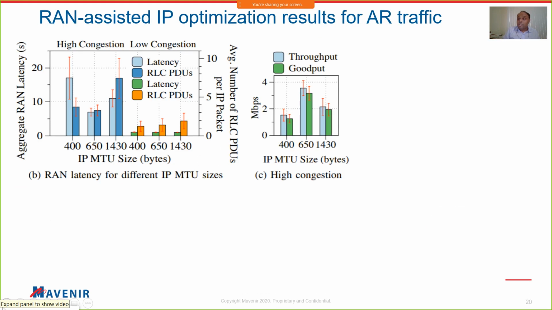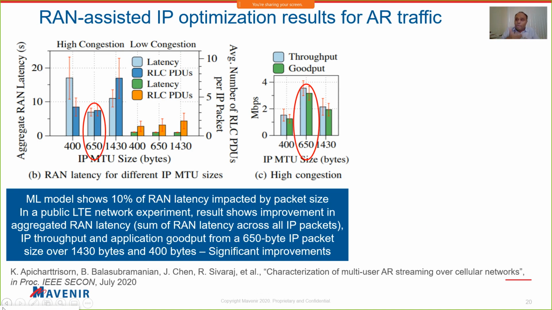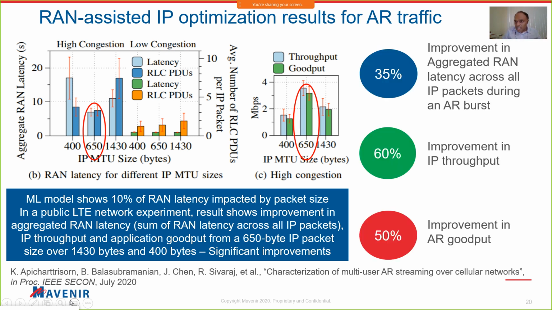Our results have shown that when intelligence about the RAN is sent to the higher layers, it helps improve the performance of latency, throughput, and goodput. One of the use cases talks about optimizing the IP packet sizes based on predicted RAN latency. As opposed to using the default IP packet size of 1500 bytes, the application server used a packet size of 650 bytes because it was able to predict that the underlying RAN latency was high. As a result, the latency improved by 35%, the throughput improved by 60%, and the AR goodput increased by 50%. This is just to showcase how you can have end-to-end intelligence based on the RIC and network edge cloud.